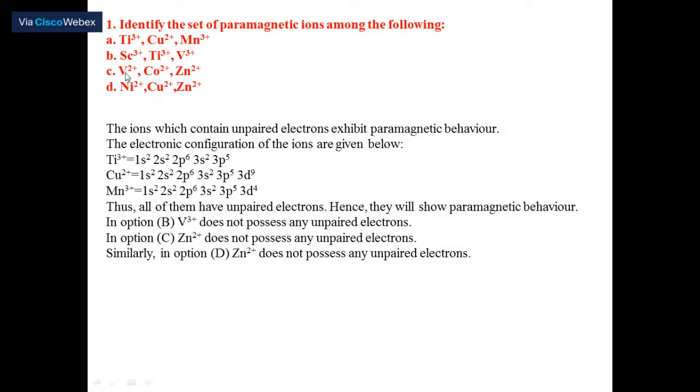And you just come to the vanadium here, Zn2+. You just go to the Zn2+. Zn2+ does not contain any unpaired electrons. Then this is also not containing any, so we are going to rule out this answer. And the fourth option here also, Zn2+ does not contain any unpaired electrons. Hence this answer also we are going to rule out.